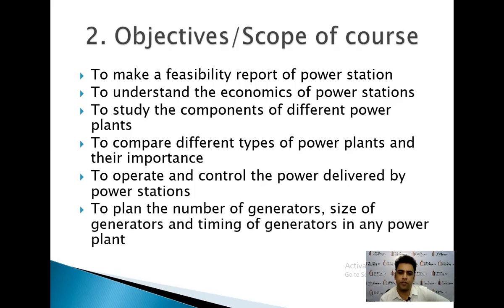They can plan the number of generators, that is, how many generating units I should install in any power station, what should be the size, and what should be the schedule. Schedule is also most important. For example, I have a 1000 megawatt generator and a 500 kilowatt generator. Which generator should I turn off? What is the starting time? And what is the load behavior in the coming hour? There are a lot of other factors which we consider before making the schedule of power stations as well as the schedule of units in a specific power station.